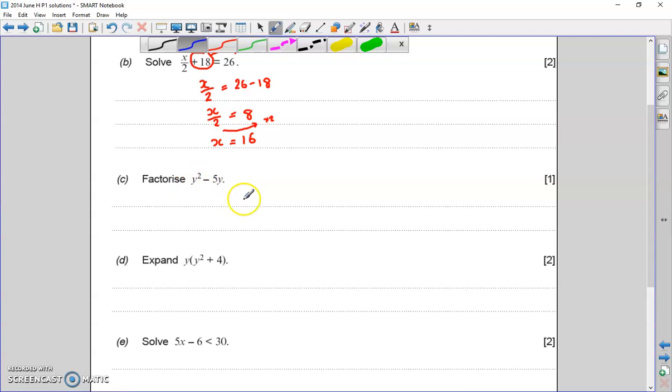There's no number they've got in common, but they both have a y, so y goes outside. And then if we divide by y, that's not going to be squared anymore. That's just going to be plain old y, and that y is going to go as well, so that's just going to be a minus 5.